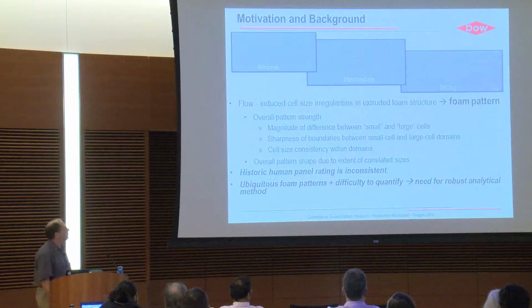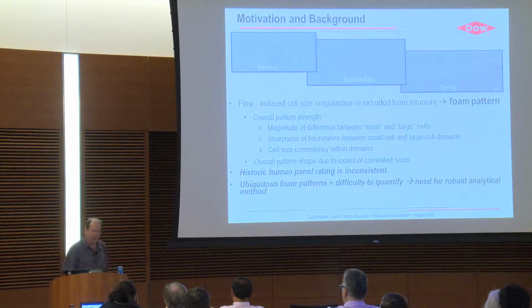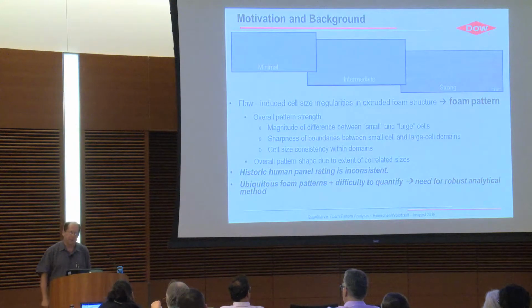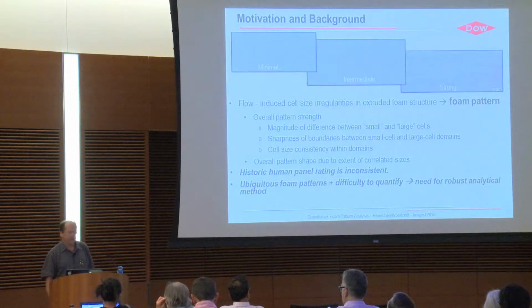The pattern is a result of small and large cells mixed together. The sharpness and the extent and the strength of the pattern is based on how many of these cells are strung together at the small size, how many at the large size, how sharp the boundaries are between the small and the large cell domains, and how long those domains last.